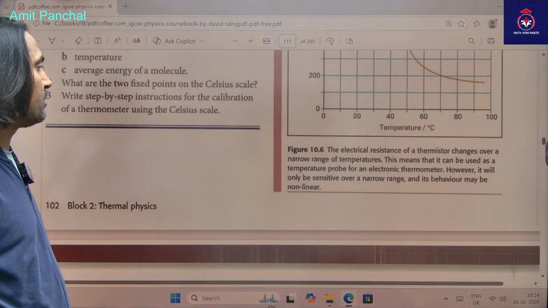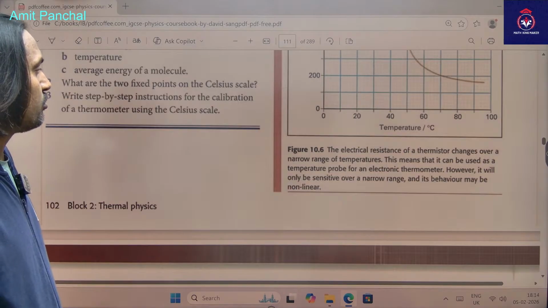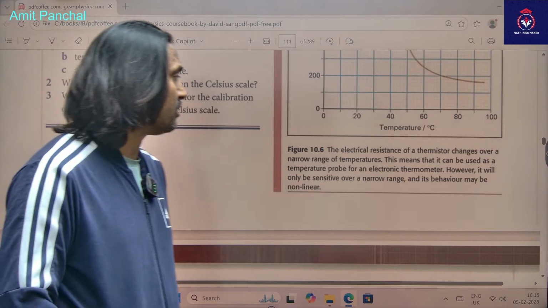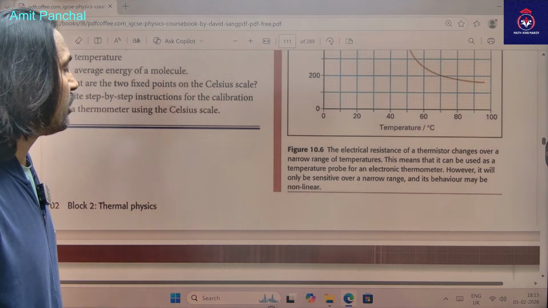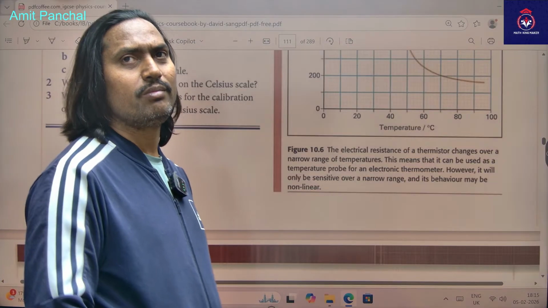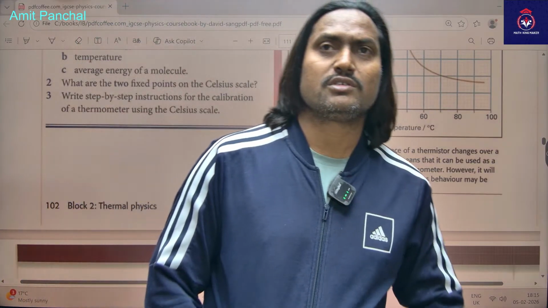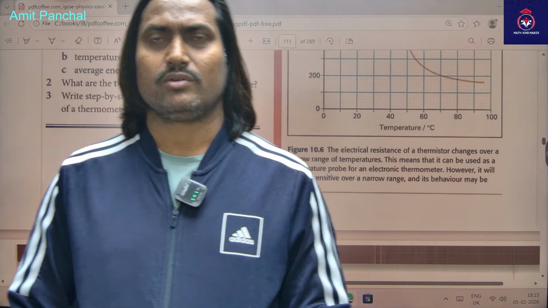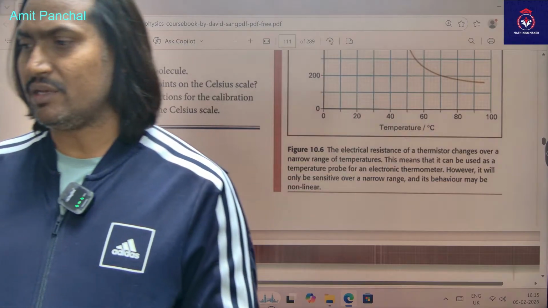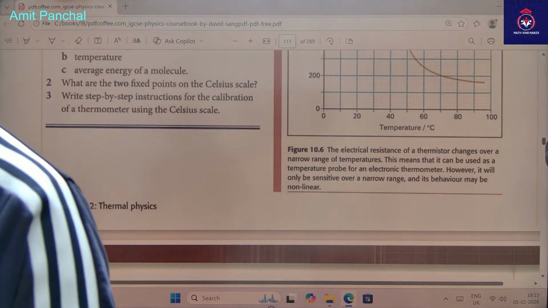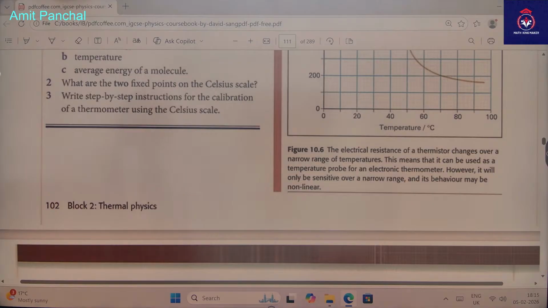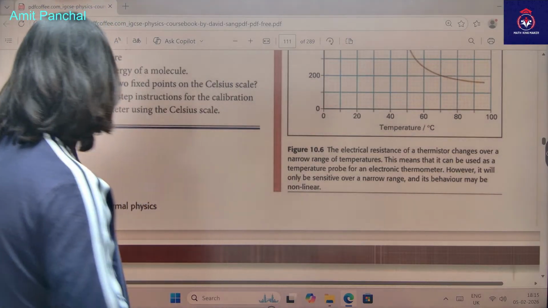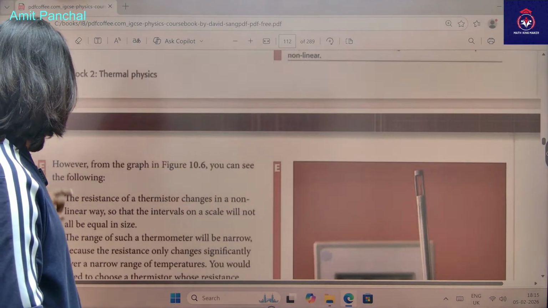The electrical resistance of a thermistor changes over a narrow change of temperature. This means it can be used as a temperature probe for an electronic thermometer. However, it will only be sensitive over a narrow range and its behavior may be non-linear. Actually, this thermistor is used in ACs and refrigerators to maintain the temperature. Wherever you want to maintain the temperature, thermistors are used. Any doubt till now?